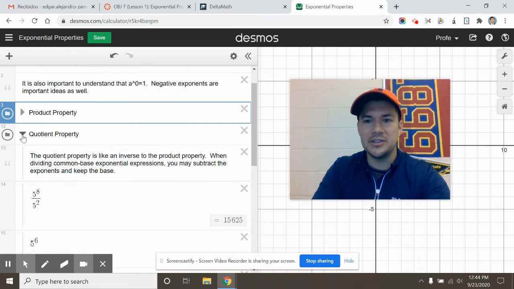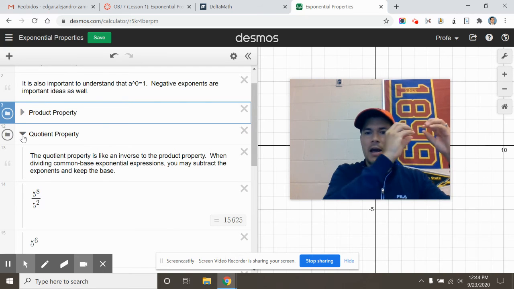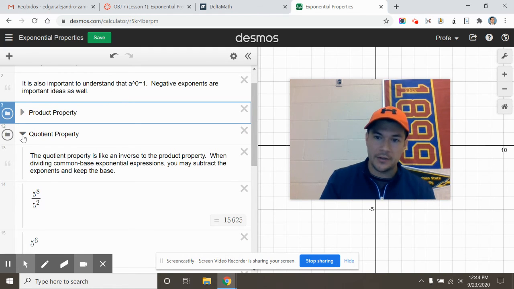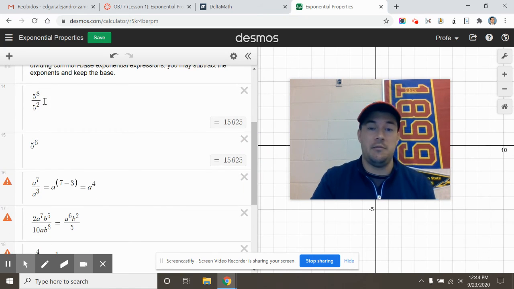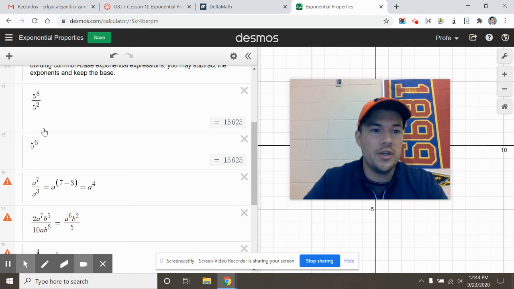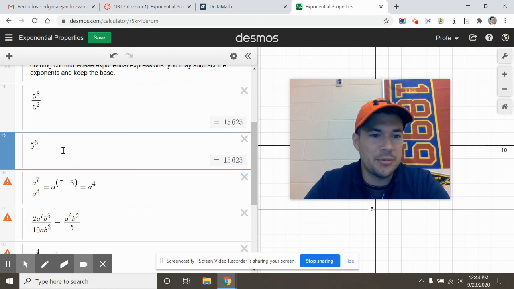Moving right along, the quotient property is sort of like an inverse to the product property. Product property: same base, add the exponents. Quotient property: same base, but if you're dividing, then you subtract the exponents. For example, 5 to the 8th over 5 squared. I can't in my mind think of how much 5 to the 8th is, but if you take that huge number and divide it by 5 squared, which is 25, you get 15,625, which we had seen previously as 5 to the 6th. So this is really 5 to the 8 minus 2, which means I can subtract the exponents.